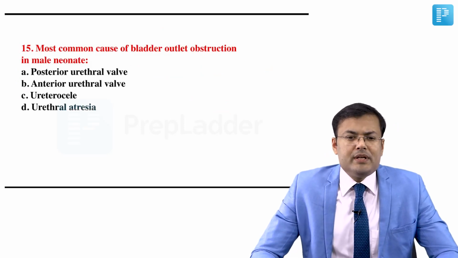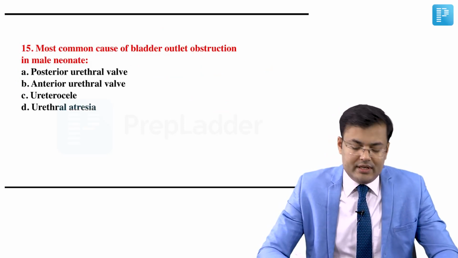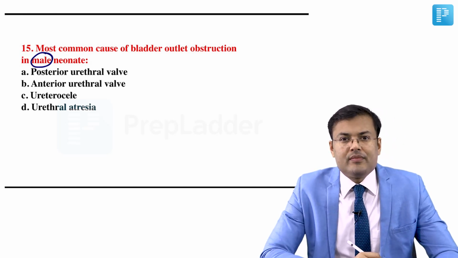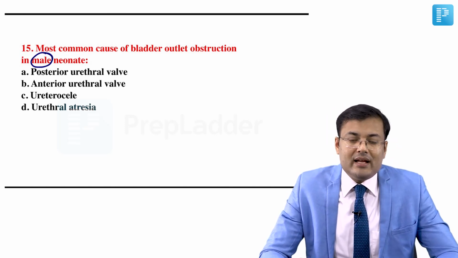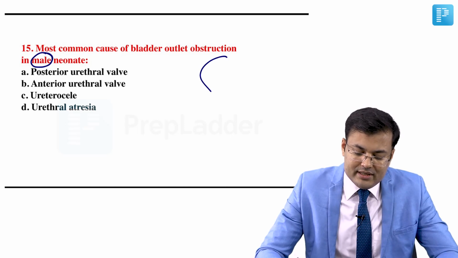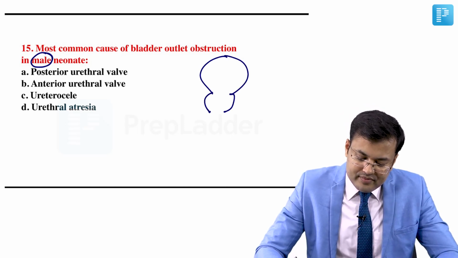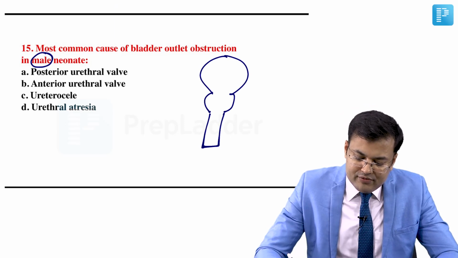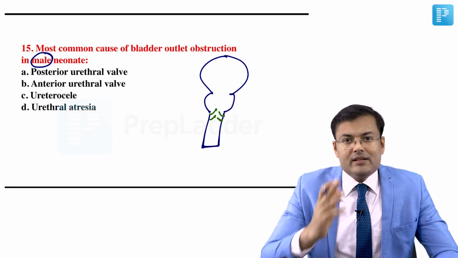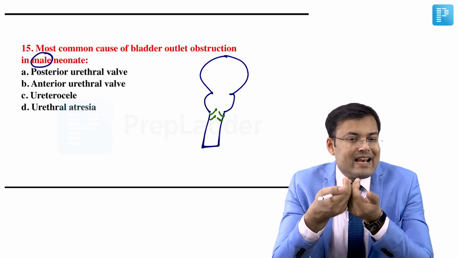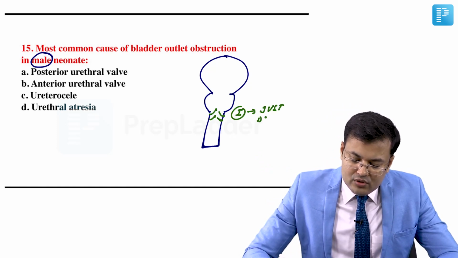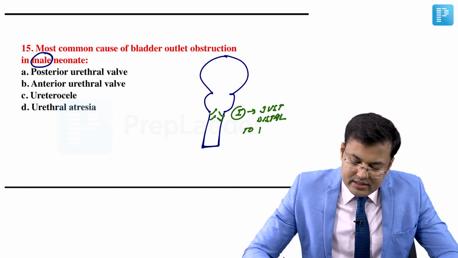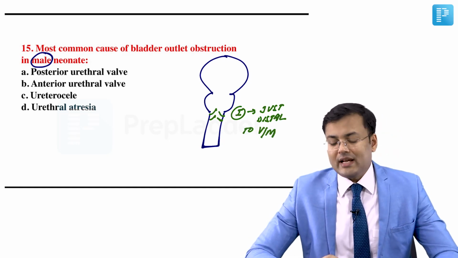Question number 15. It's a repeat question. Most common cause of bladder outlet obstruction in a male neonate. There is an abnormality of the urethra seen exclusively in males, and this is posterior urethral valve. What happens here? In this patient, there is a symmetric fold of urothelium, and it is unidirectional. What is the location? The most common type is type 1 and it is located just distal to the verumontanum. This is the most common site, right?